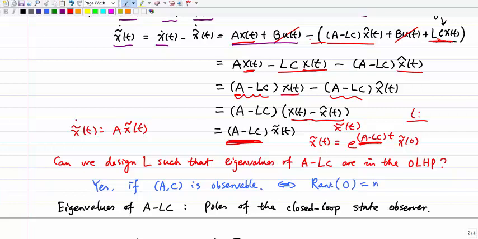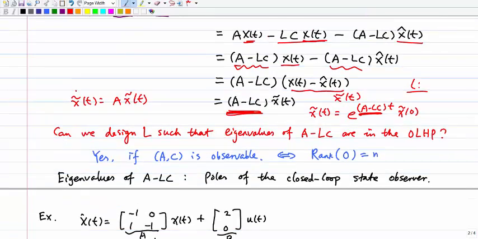The answer is yes, if (A, C) is observable, meaning the rank of the observation matrix is n, then I can assign the eigenvalues of A minus LC in the open left half plane. Okay? And also the eigenvalues of A minus LC are called the poles of the closed loop state observer, or state estimator. Just change this one to state estimator.